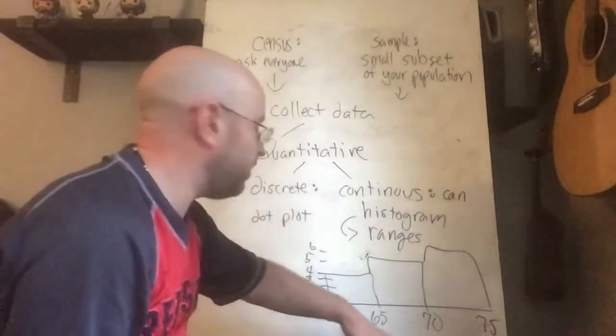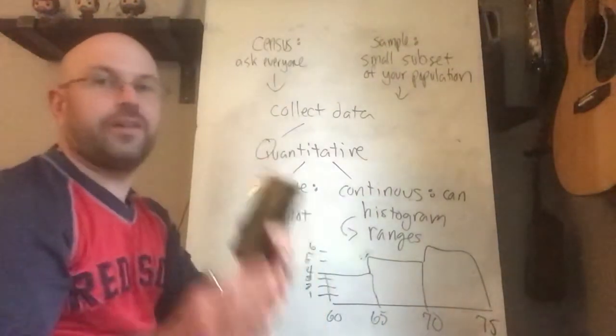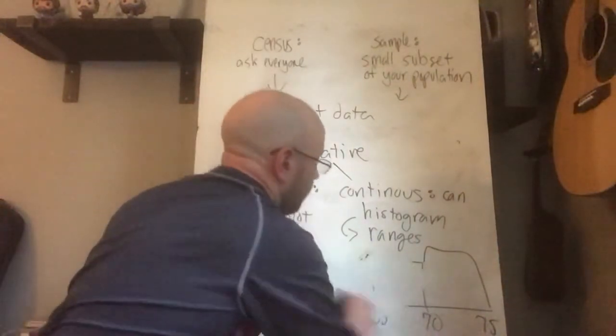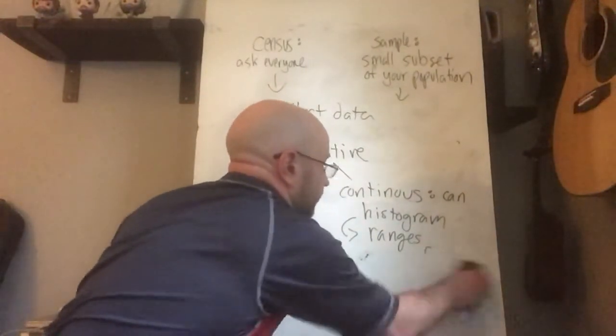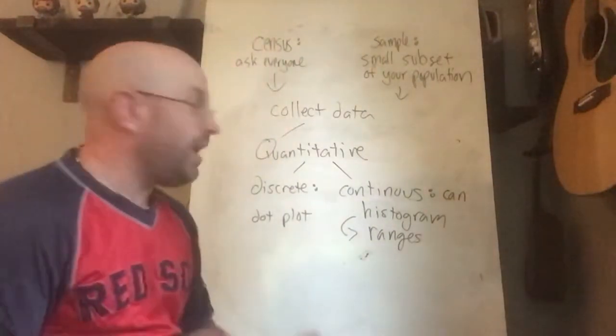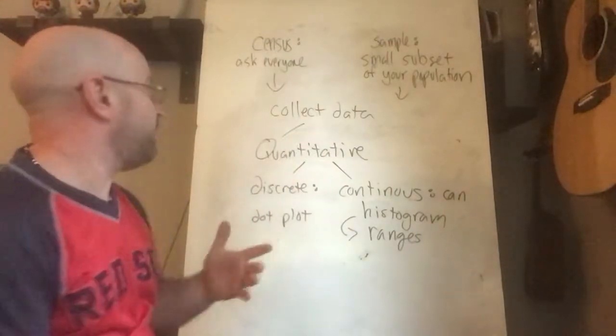So with histograms, you get ranges of data, whereas with a dot plot, it's very specific. It's very fixed. Excellent. So you got histograms, you got dot plots, and this helps you at least get an idea of what types of data you can get.